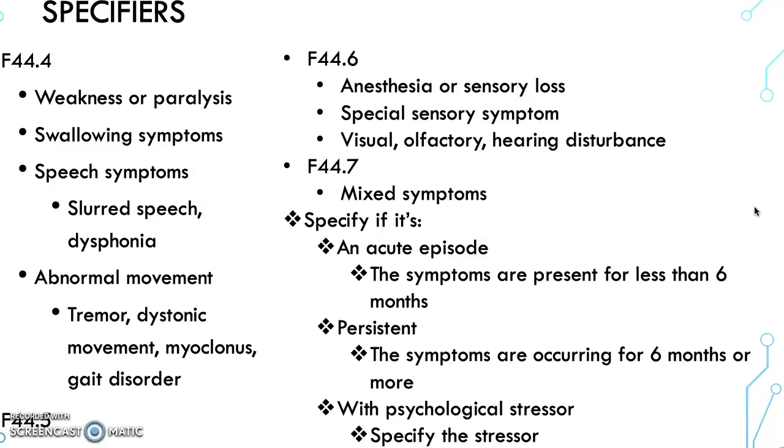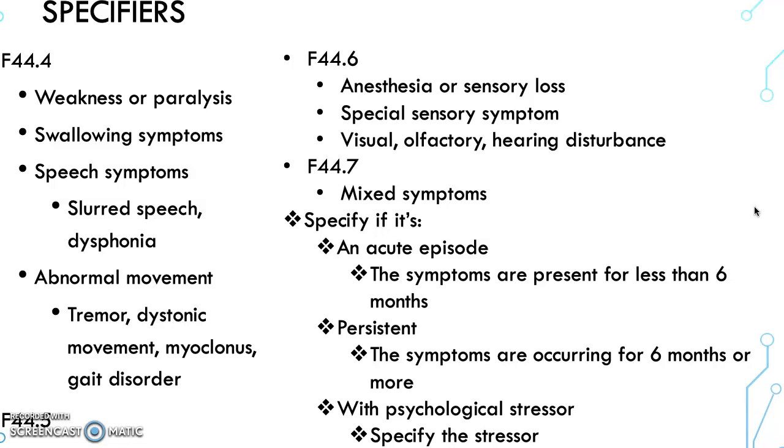You might be shuffling or falling or just any of those things that make your walk irregular. For F44.5, there's attacks or seizures for the symptoms, and then F44.6, there's anesthesia or sensory loss. There's a special sensory symptom, visual, olfactory, or hearing disturbance. And then for F44.7, it's a mix of symptoms of F44.4 to F44.6. So you can have anything from F44.5, such as attacks and seizures, or F44.4 of weakness or paralysis, and then also F44.6 of sensory loss.